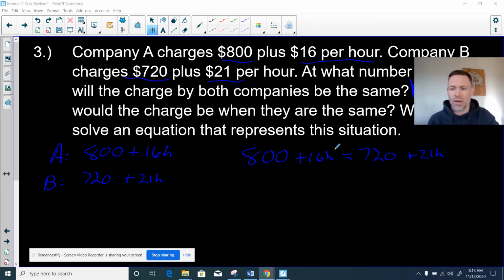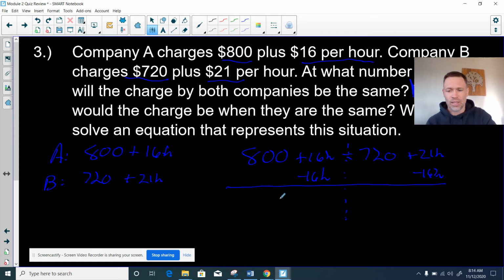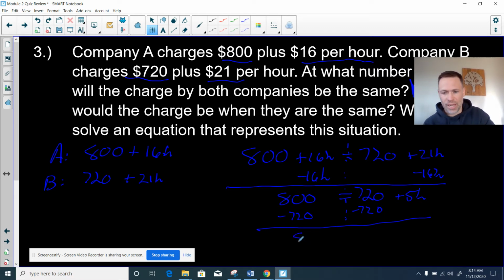The first thing I want to do is gather my variables on the same side of the equation, right? So I'm going to subtract 16H because I will get a positive result, minus 16H. That leaves me with 800 is equal to 720 plus, what is that, 5? Yeah, 5H. Okay. Now I'll subtract 720 from both sides. That's basically a two-step equation, minus 720, minus 720. So that gives me 80 is equal to 5H.